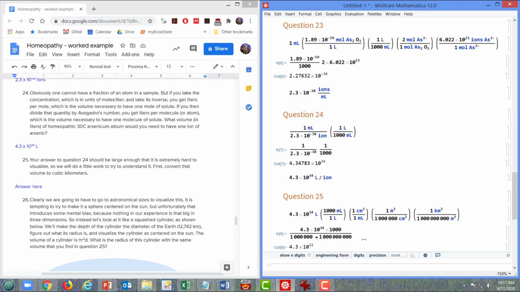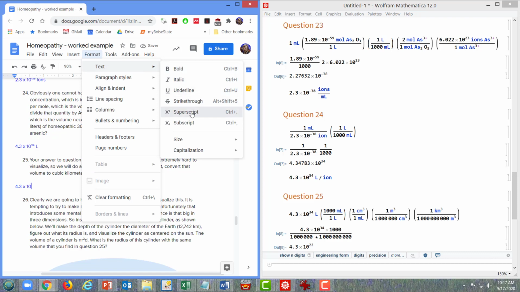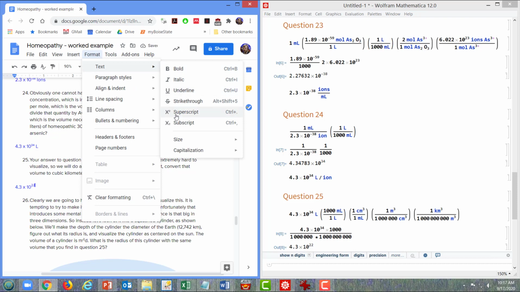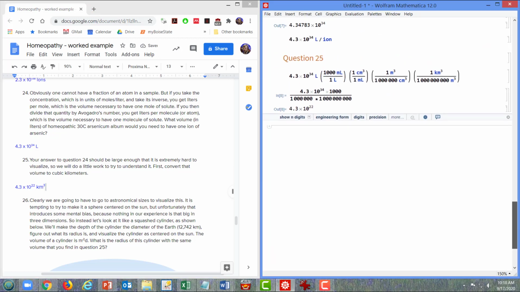You plug it into your calculator and you get 4.3 times 10 to the 22 cubic kilometers, which is still absolutely huge. All right.